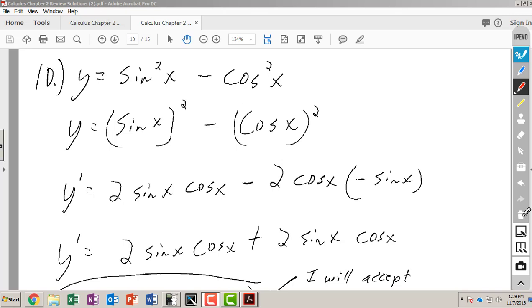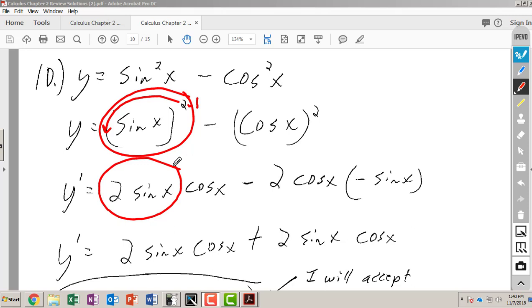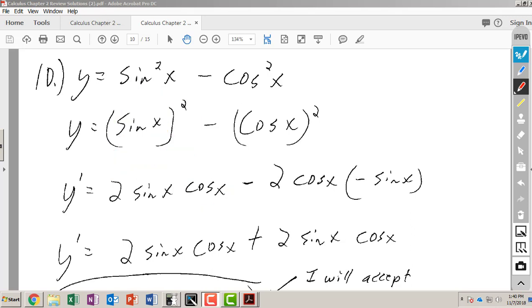So here's my outer equation. So the outer, you multiply it, and then you take it to the 2 minus 1. So you got 2 sine of x all to the first power. And then we're going to go ahead and take the derivative of what's inside. So the derivative of the sine of x is the cosine of x. So I've got 2 sine of x, cosine of x, doing my outer and my inner.